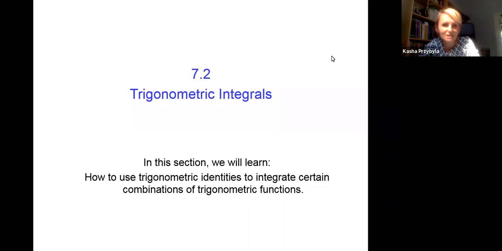Hello, this is section 7.2, trigonometric integrals. In this session, I will integrate a certain combination of trigonometric functions. Before I start integrating, let's look at some trigonometric identities that we will need in order to integrate.